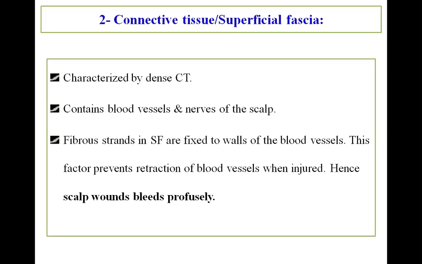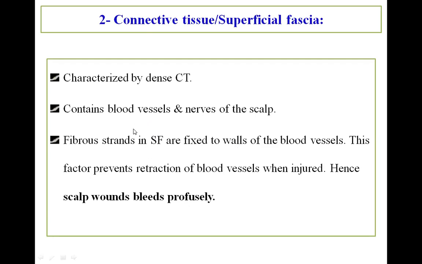Second layer is the connective tissue or the superficial fascia. It is characterized by dense connective tissue. It contains the blood vessels and nerves of the scalp. Fibrous strands in the superficial fascia are fixed to the walls of the blood vessels. This factor prevents the retraction of the blood vessels when injured. Hence, the scalp wounds bleed profusely.